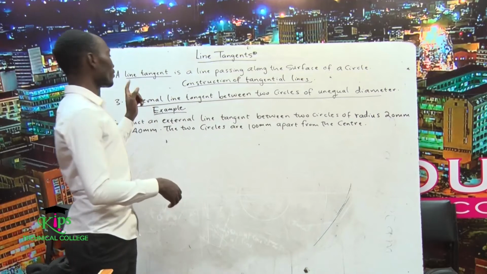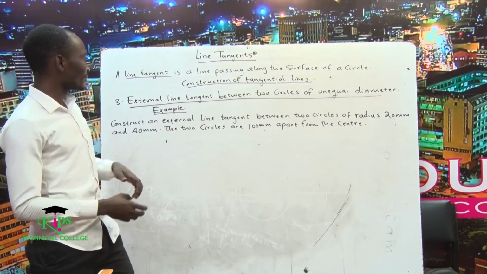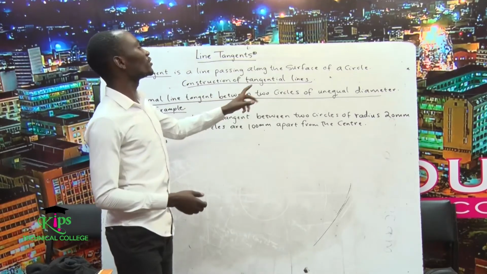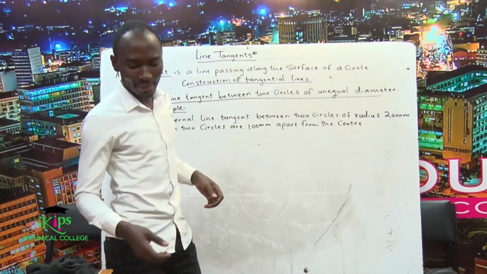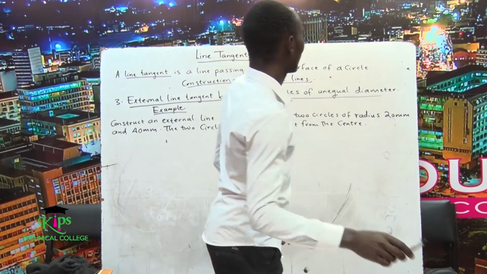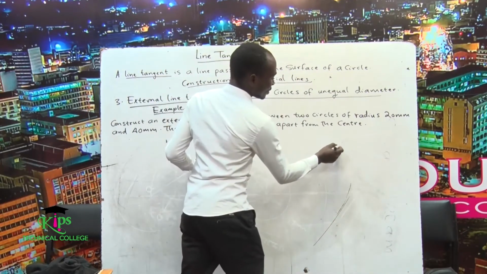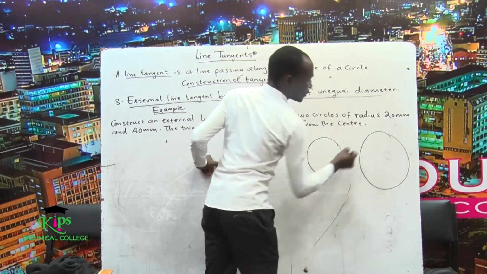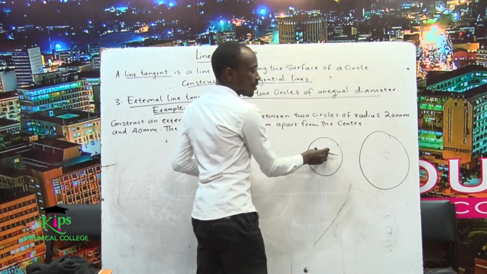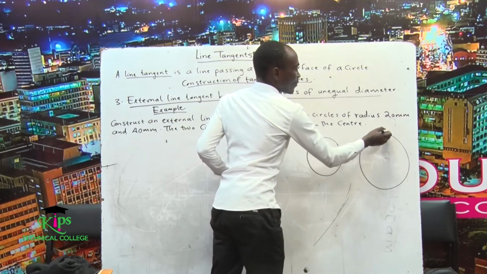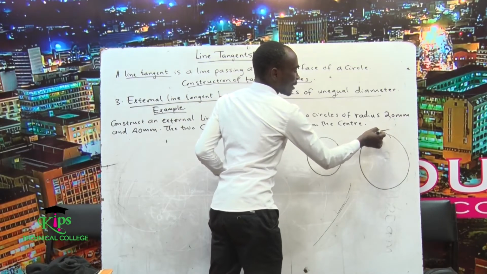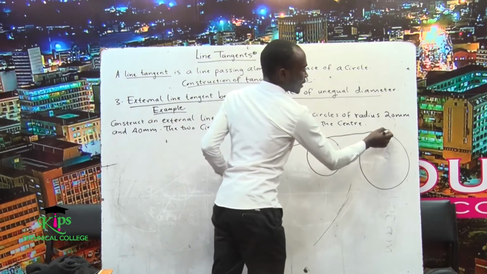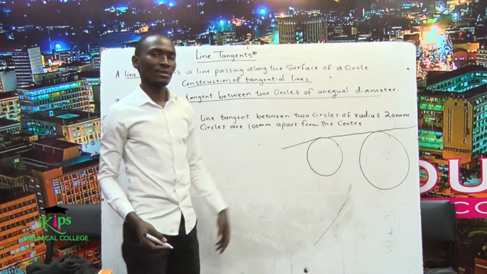Today we are going to construct an external line, which is a tangent between two circles of equal diameter. So what does it mean? It means that you'll be having circles of this manner. This circle is smaller than this circle. What you now need to do is to draw a tangential line touching the external of these two circles.